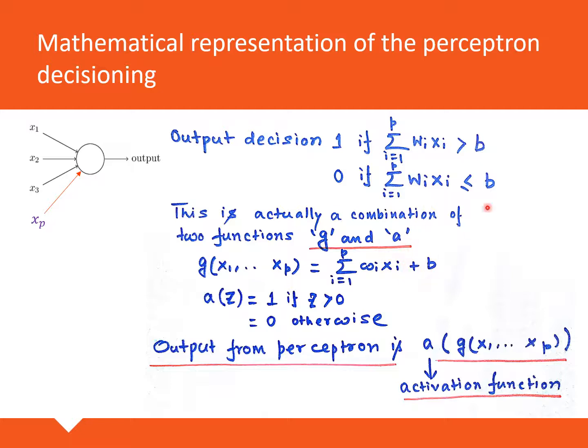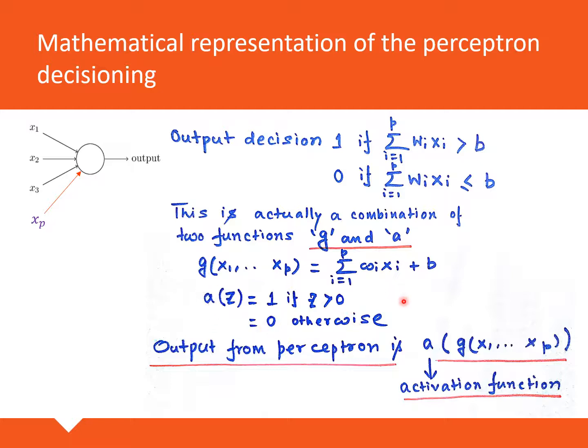So I could have written instead of b, some k, where k equals minus b. But that's a cosmetic thing. So we can write g as a function of x1, x2, xp in this form, summation wixi plus b, and then we can think of another function a. What it does is a of z will be 1 if z is positive, and it will be 0 otherwise.